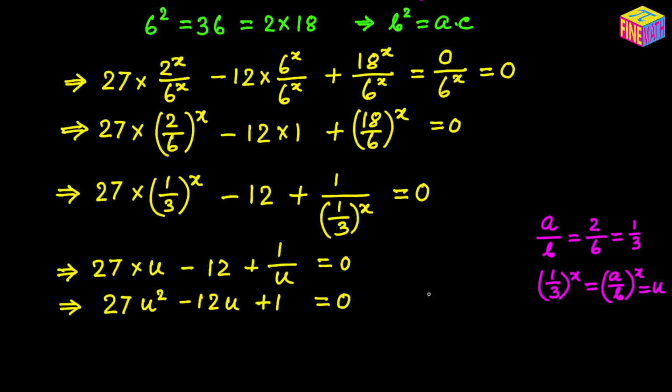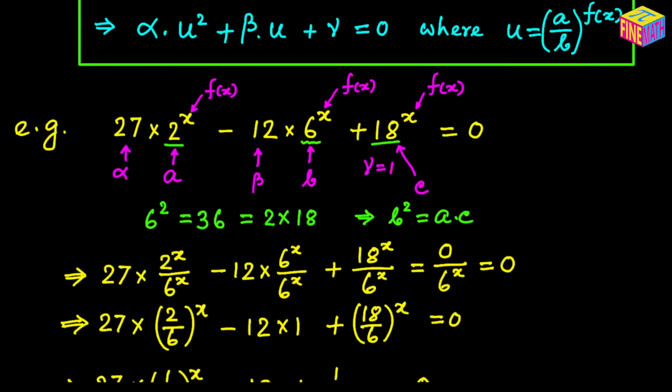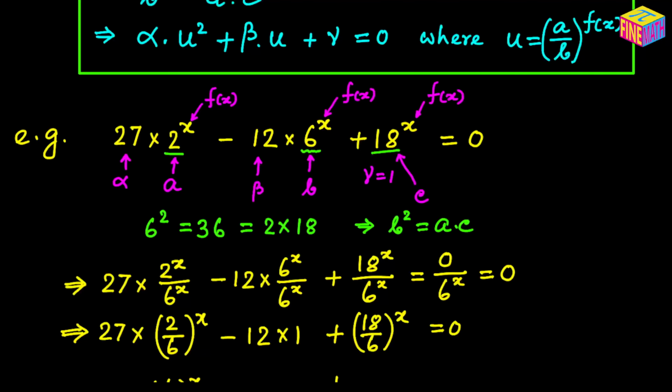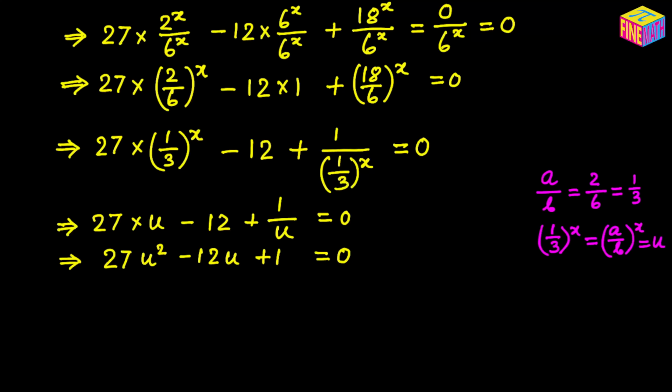And as you can see, we have been able to convert the equation into the form that our theory was suggesting. Our theory was suggesting that it can be converted into alpha times u squared plus beta times u plus gamma is equal to 0, where alpha is 27, beta is negative 12, and gamma is 1. So you see, we have exactly what the theory suggested, that now we have an equivalent equation which is 27 times u squared minus 12 times u plus 1. So 27 is the alpha, negative 12 is the beta, and 1 is the gamma. So we have alpha times u squared plus beta times u plus gamma is equal to 0, right? And then from here we can easily solve it.